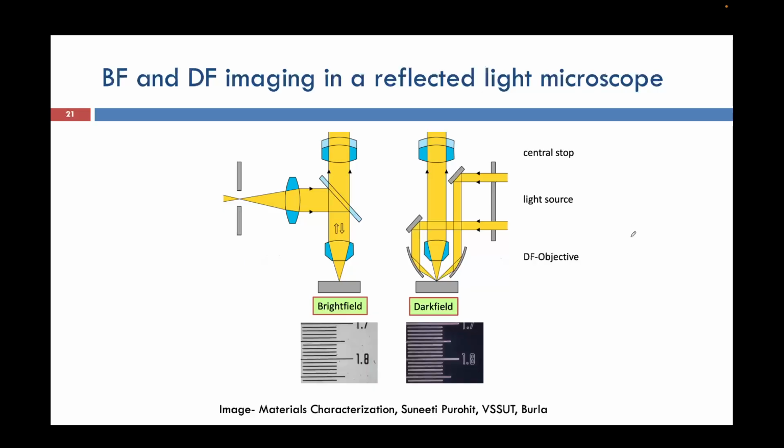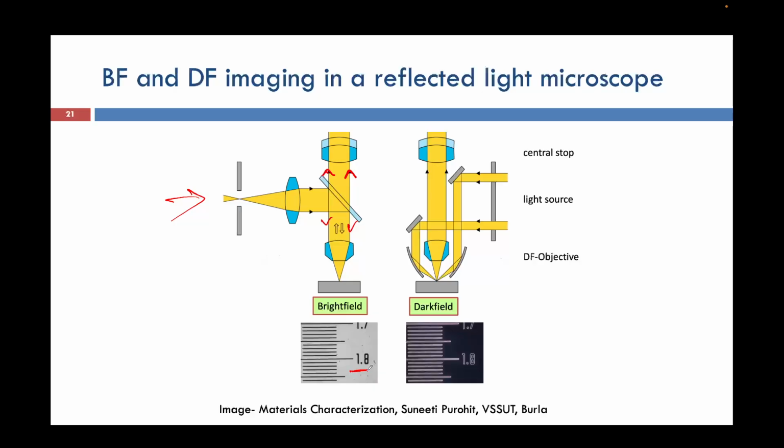Here you can see in bright field imaging, the beam is coming and going like this, and then the objective is collecting all the rays which are undeviated, and that will give us the bright field. Here you can see the background is white and the numbers are dark. So this is a bright field image.